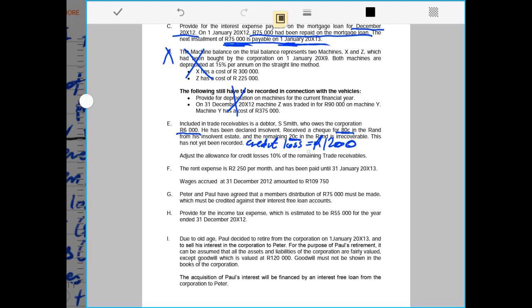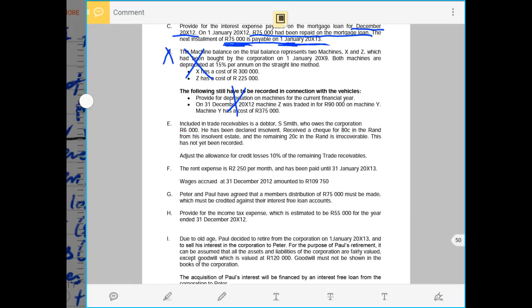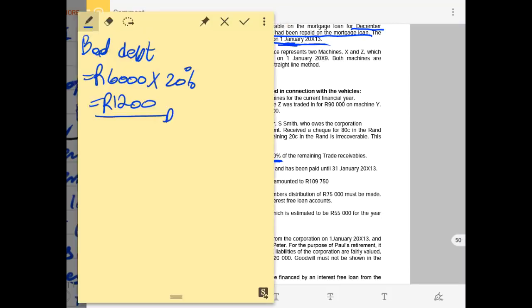Sometimes you can be given the amount of 1,200, which is the portion of the bad debt. If that is the case, you don't have to calculate anything. You just take the bad debt of 1,200 and add it to your bad debts or credit loss in the income statement. So now we come to the second portion again. The second portion says that we must adjust our credit losses to 10%.